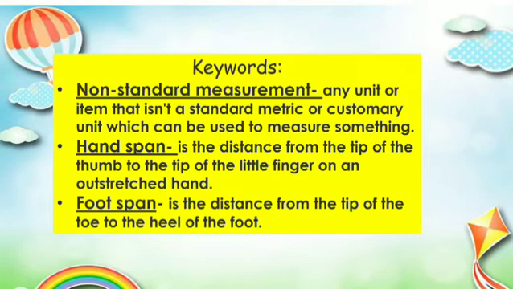The keywords: non-standard measurement. Any unit or item that isn't a standard metric or customary unit which can be used to measure something. Handspan is the distance from the tip of the thumb to the tip of little finger on an outstretched hand. Footspan is the distance from the tip of the toe to the heel of the foot.